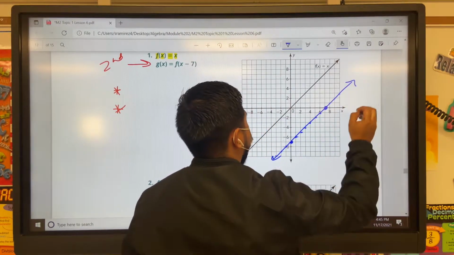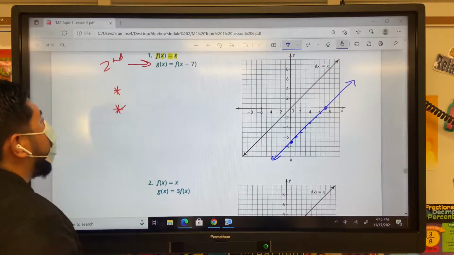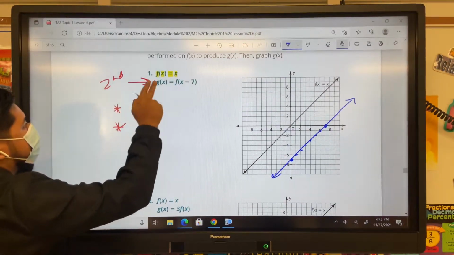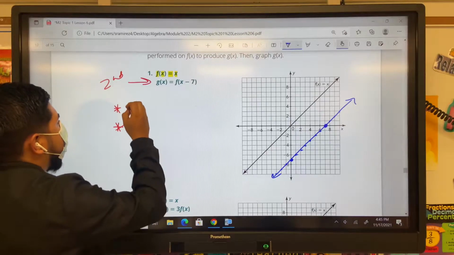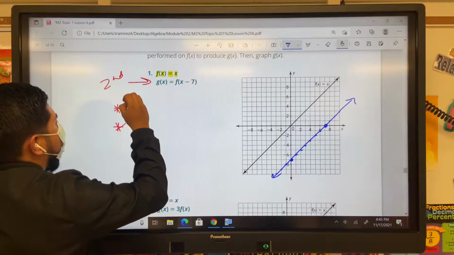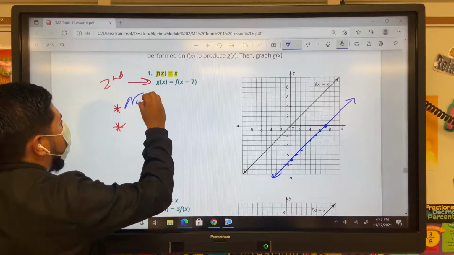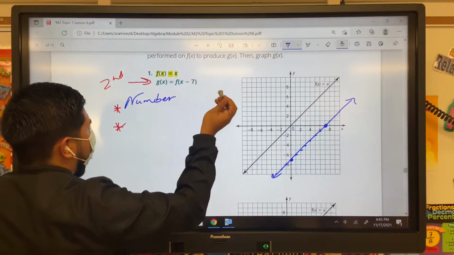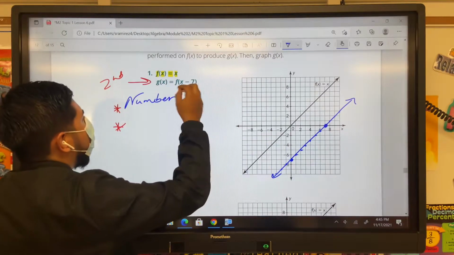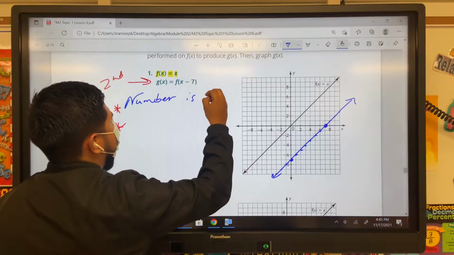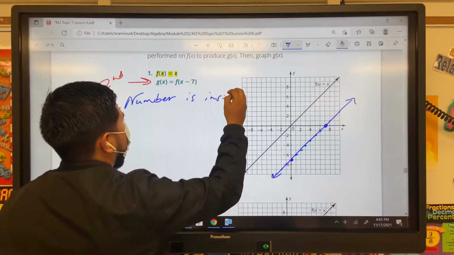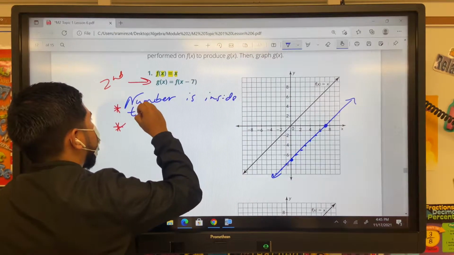And now we have to talk about it. Now, this -7 is inside the parentheses. I'm going to say number, which is also our constant, is inside the parentheses.